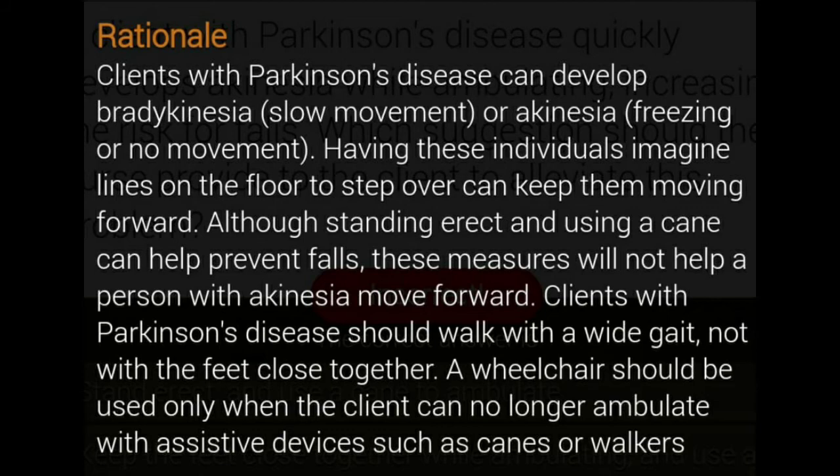Although standing erect and using a cane can help prevent falls, these measures will not help a person with akinesia move forward. The client with Parkinson's disease should walk with a wide gait, not with feet close together. A wheelchair should be used only when the client can no longer ambulate with assistive devices such as a cane or walker. So our answer should be C. Imagine an imaginary line, walking over an imaginary line.